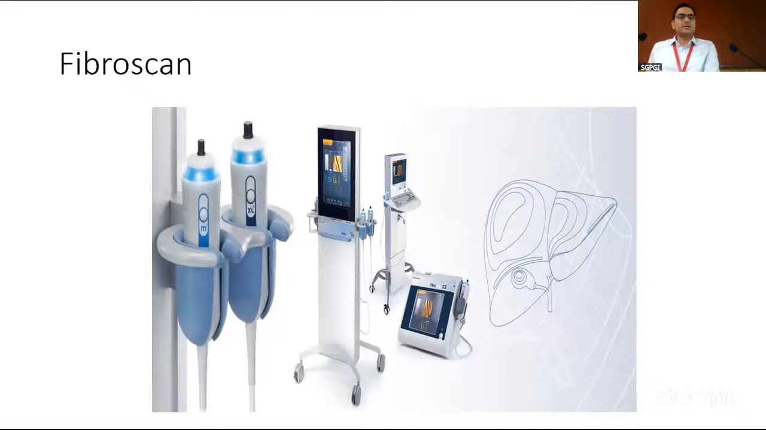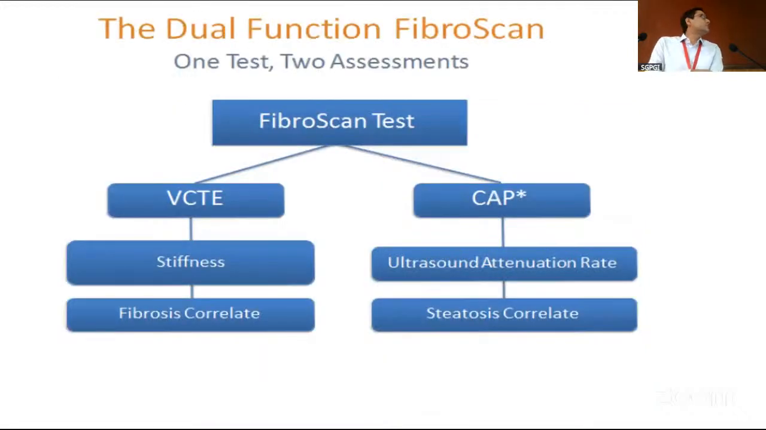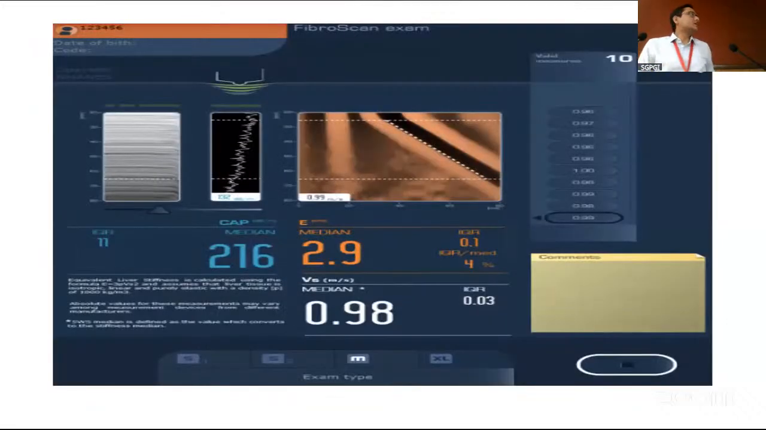Coming to fibroscan or transient elastography. The function of fibroscan is dual. First and foremost, it measures the liver stiffness using vibration controlled transient elastography and correlates with fibrosis. And second, via the controlled attenuation parameter, which assesses the ultrasound attenuation rate, it measures the steatosis. So hence it has a dual function. It can tell us about the level of fat deposition and the amount of fibrosis. This is how a normal fibroscan report looks like, where this CAP parameter tells us about the steatosis, and this LSM, that is liver stiffness measurement, tells us about the liver stiffness or level of fibrosis.